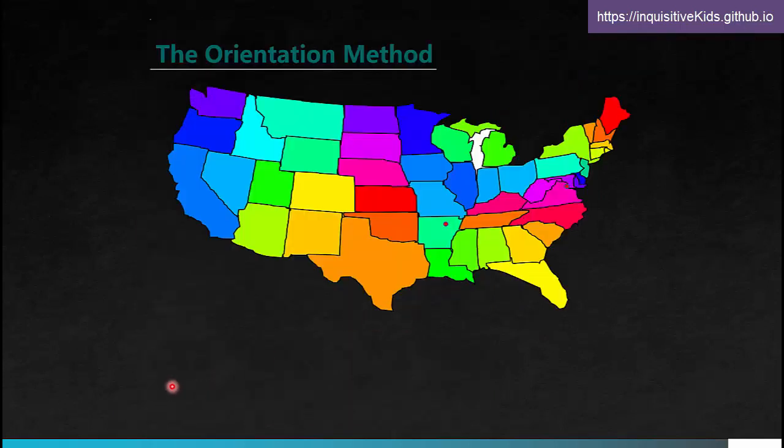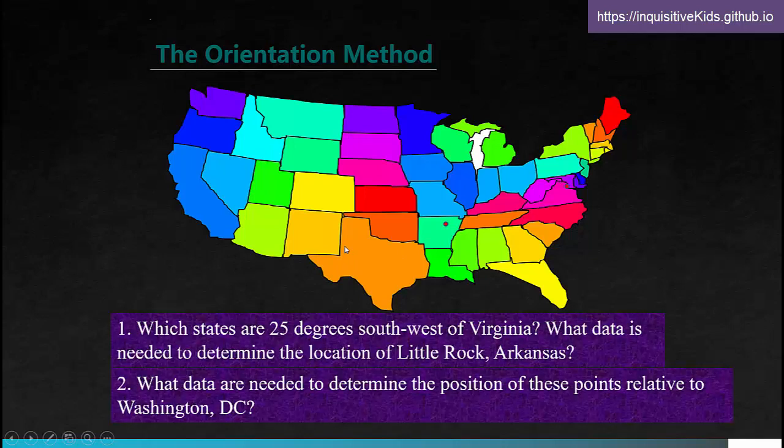Now there's another way, okay? And this is called the orientation method. Basically, here we see a map of the United States, and we're going to answer questions. Which states are 25 degrees southwest of Virginia? What data is needed to determine the location of Little Rock, Arkansas? And number 2, this is Little Rock, Arkansas. What data are needed to determine the position of these points relative to Washington, D.C.?